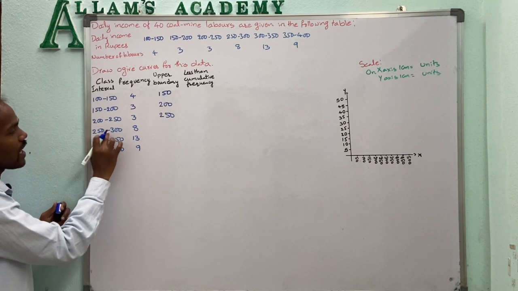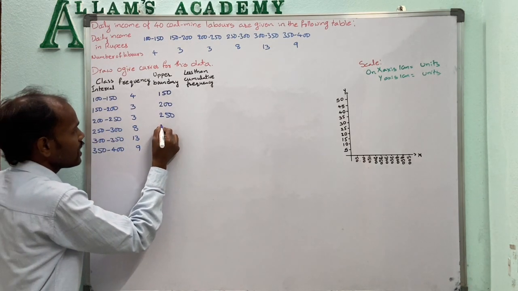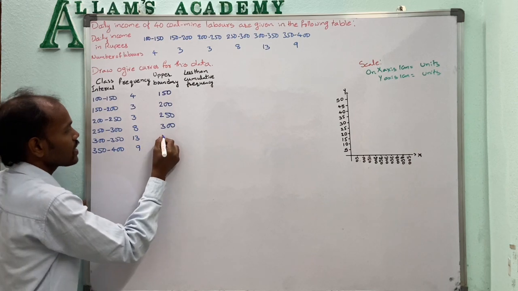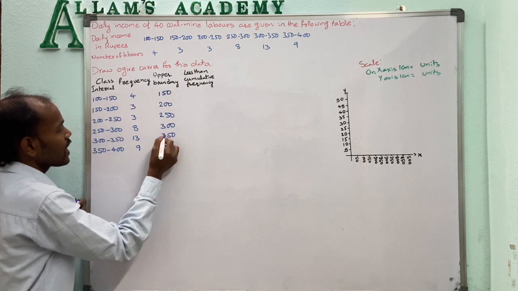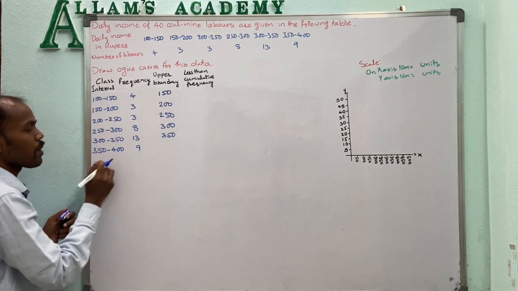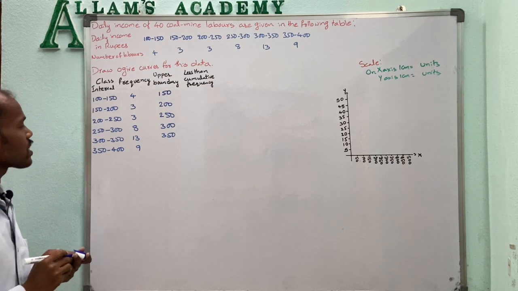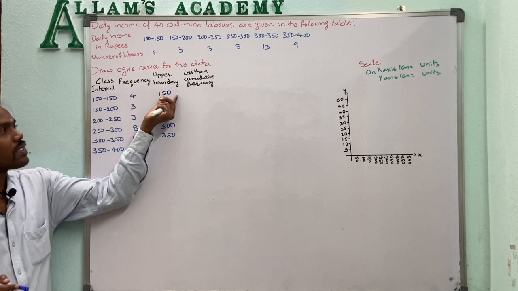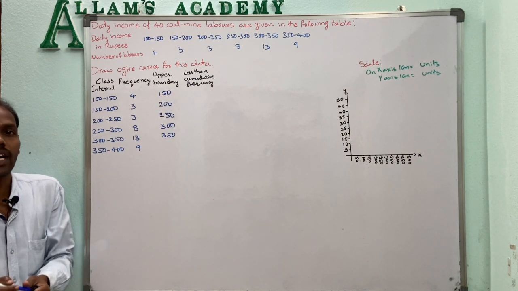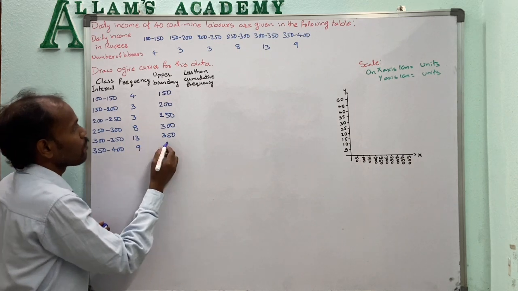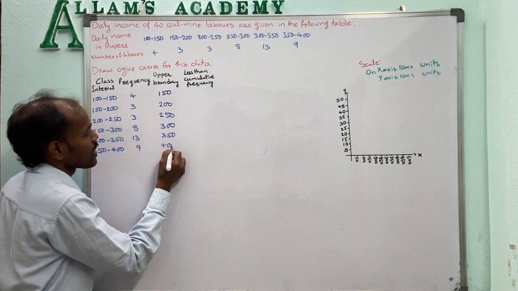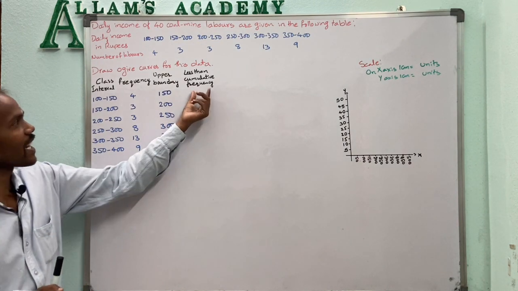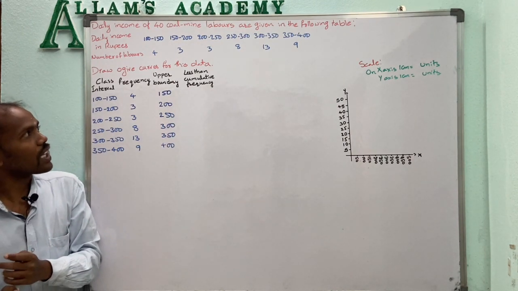For the next class intervals the upper boundary is 300, and the next is 350. For the last class interval, the next one is not given, but we observe the difference is 50 only, so the upper boundary is nothing but 400 only. Next we have to calculate the cumulative frequencies.